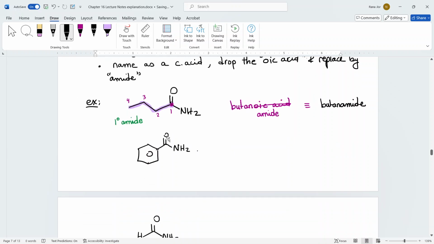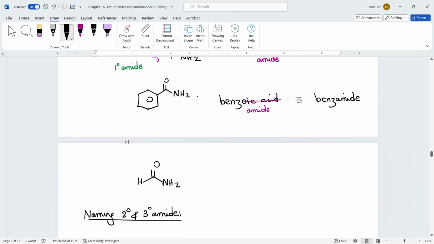Same thing, this is derived from benzoic acid, because if you take the NH2 and replace it by an OH, that is going to be benzoic acid. So I'm going to name it as benzoic acid, and then I am going to take the oic acid out and replace it by amide. So in this case, the name is going to be benzamide. Make it simple, because it is not that complicated.